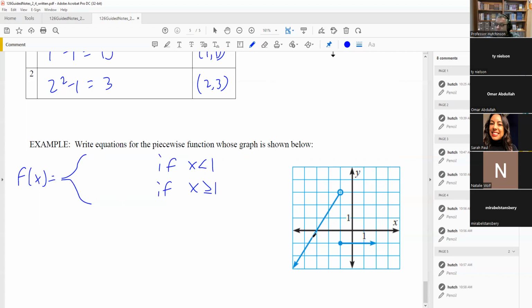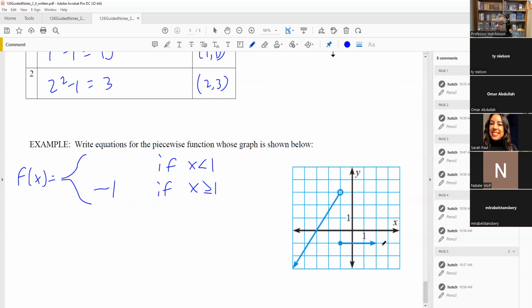All right. So next, I have to figure out what each of these equations are. Now, this bottom one is easier because I have a horizontal line. Remember, if you have a horizontal line, it's just going to be y equals wherever the line crosses the y-axis. We see here that the line crosses the y-axis at -1. So actually, that is going to be the equation: f of x equals -1, or y equals -1. That's all you're going to put there for the bottom one.